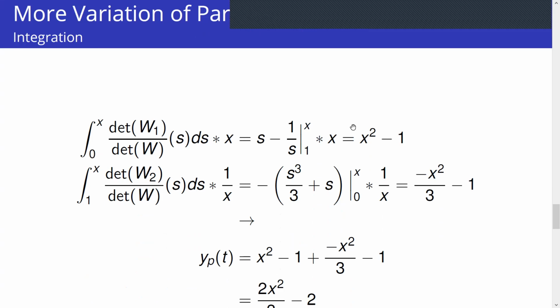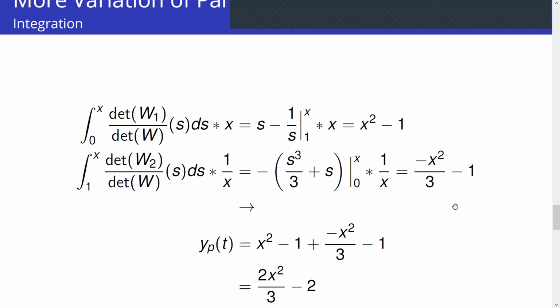This has to do with the fact that we're going to multiply by our homogeneous solution here, and whatever our lower bound comes out to be, it'll just be a constant. And so any constant times the homogeneous solution will also be part of the particular solution. So we can change the lower bounds here to make these look nice. The integration, I'll skip over briefly, but we see we get x squared minus 1 and minus x squared over 3 minus 1. Add these two together, and we see we get 2x squared over 3 minus 2.